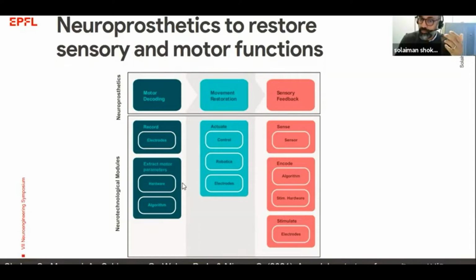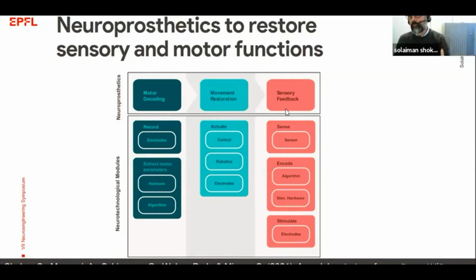Second, we have a module for extracting motor parameters using some sort of algorithmics, some ways to extract features and decode them, running on some hardware which could be embedded, or a robotic hardware, or, excuse me, a simple computer. We have next modules for movement restoration or actuation, which could be robotics, or electrodes that interface with the nerves as functional electrical stimulation, for example. We will see a few examples of that.